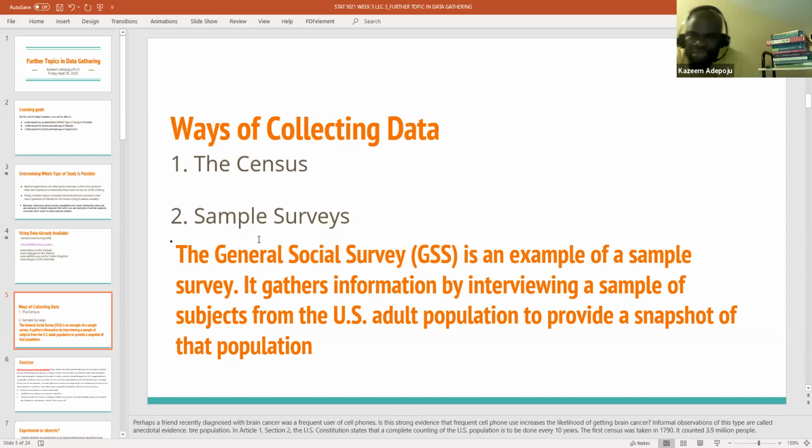This organization gathers information by interviewing a sample of subjects from the US adult population to provide a snapshot of that population. The belief here is that when you take a sample from a population, at the end of the day, you're going to generalize to the entire population using what I call the inductive process. What do we mean by the inductive process? The process of going from specific occurrences or specific incidents to generality, where you use the knowledge of a few to generalize to the entire population. That is what we do in a sample survey.